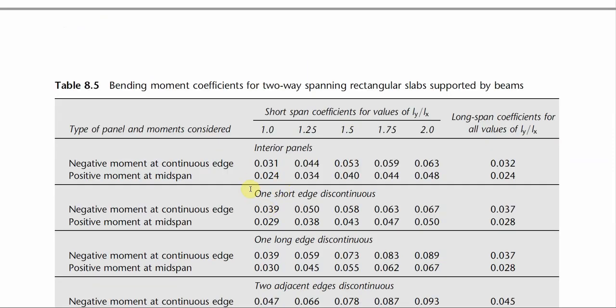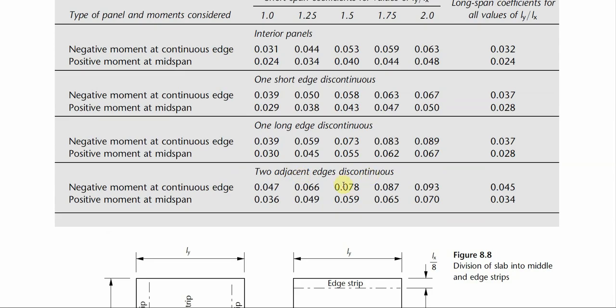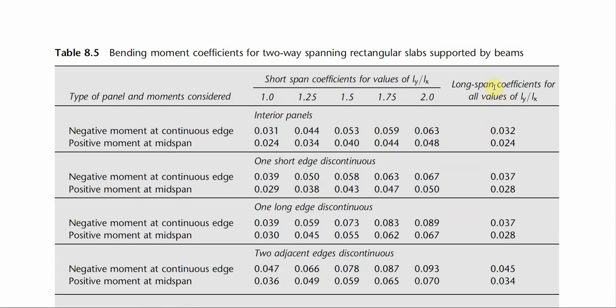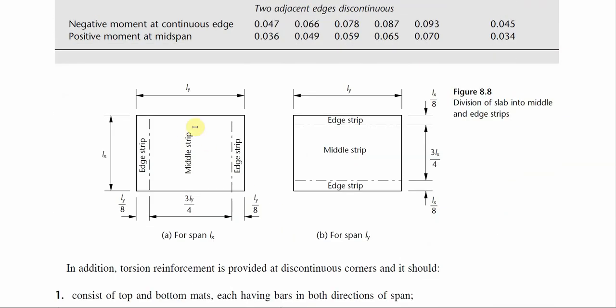Now, all these ones are for the negative moment at support. This is interior panel. This is for one short edge discontinuous. These are the support conditions. So I will explain this one more later as we go on with our discussion. This one is for the long span, this is for the short. All these ones are for the short span. While this one is for the long span. So let's say we have the negative and the positive moment at mid span or at the continuous edge. So let us look at these particular instances.